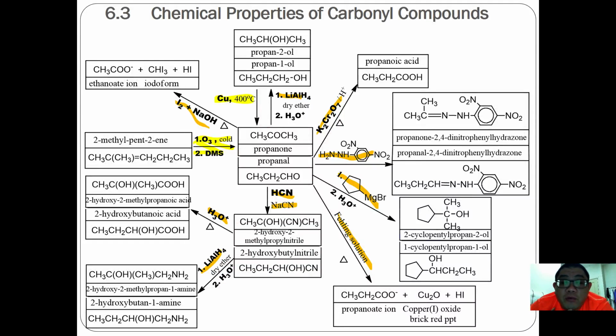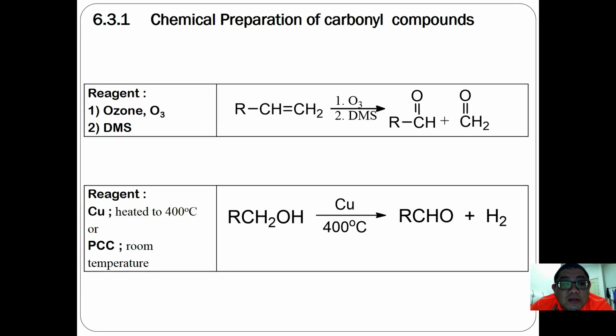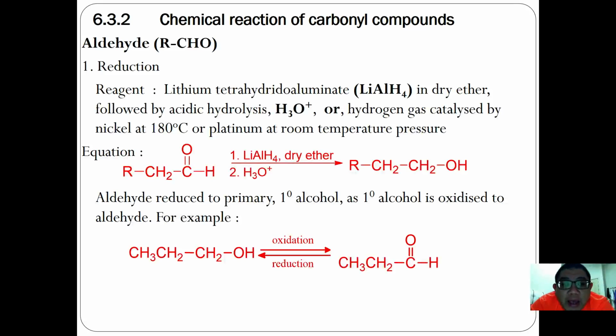So let's have a look at the ways of preparing carbonyl compounds. As described just now, carbonyl compounds can be prepared via ozonolysis of the alkene, with ozone followed by DMS, or you can use alcohols to prepare them. You can heat with copper at 400 degrees Celsius, or you use PCC in an organic solvent at room temperature. So this is generally how we prepare aldehydes and ketones in the laboratory. As for the chemical reactions of aldehydes and ketones, let's have a look one by one. What are the chemical reactions? Starting from the reductions.